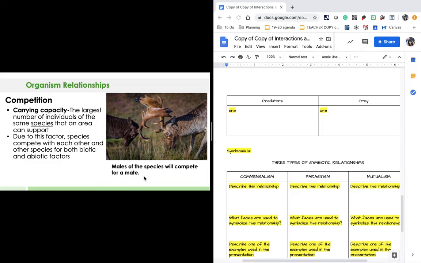There's a picture of male, I think those are elk, but I could be wrong. My dad would get really mad at me if he knew I didn't know that for sure. And they're competing for a mate. Oh boy. Okay.